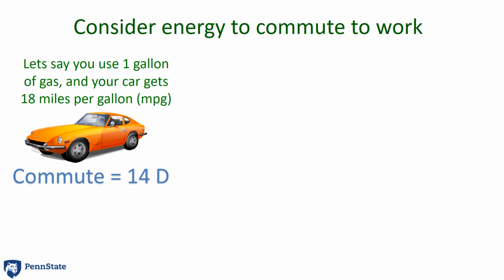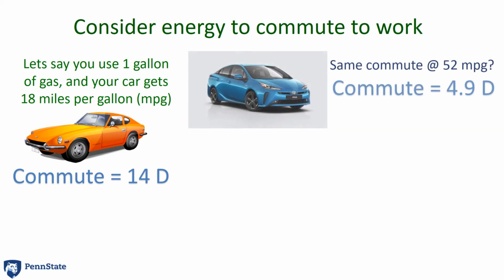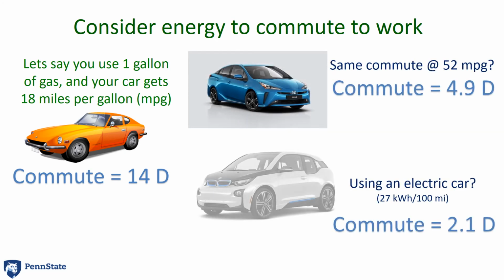Look at your car, which say gets 18 miles per gallon and you're commuting 18 miles. Your commute costs you about 14D, 1 gallon of gas. If you were to travel in a more fuel-efficient car, say a Toyota Prius or something like that, that commute might only take 4.9D because you would use less gasoline. Or what if you used an electric car? Well, to charge that car and use the energy in that battery, it's about 27 kilowatt hours to go 100 miles, or 2.1D.